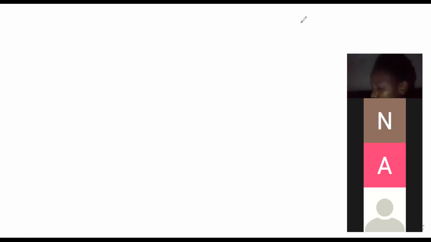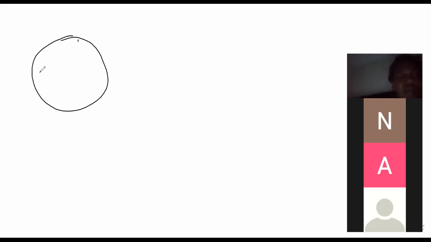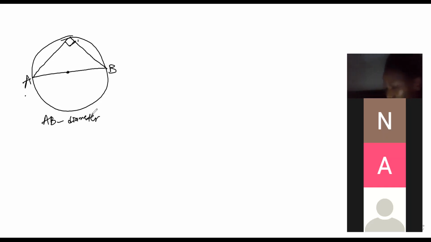The next one. Next one is this one. Okay, this is the diameter. Then it's an angle at the circumference. So you are given that AB is a diameter. If AB is a diameter, therefore angle C is 90 degrees.